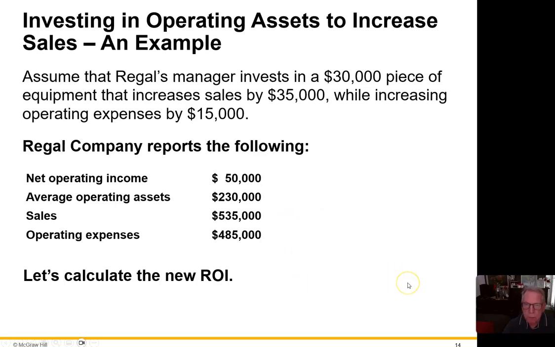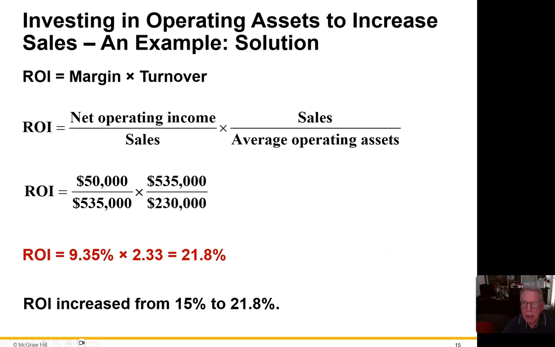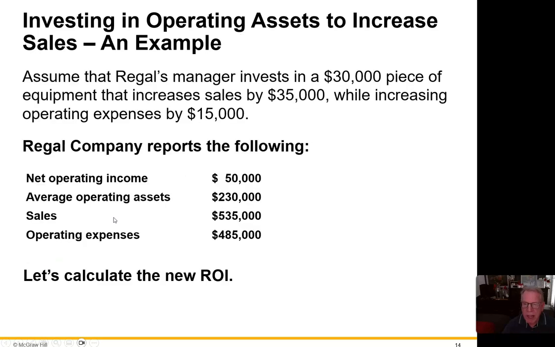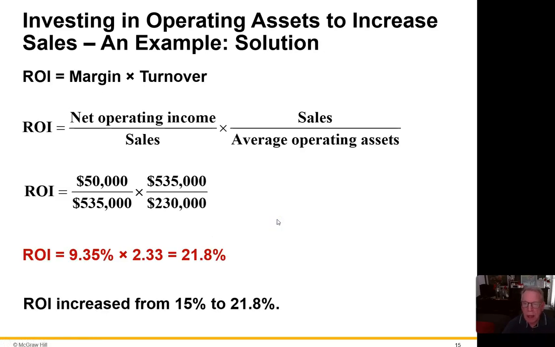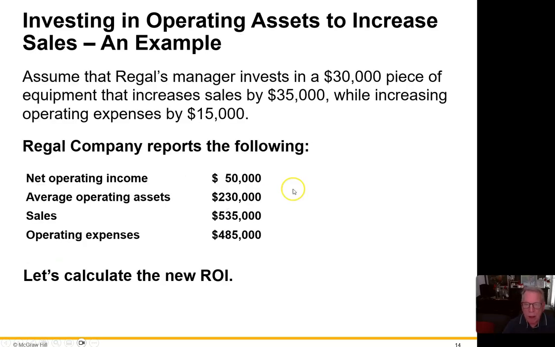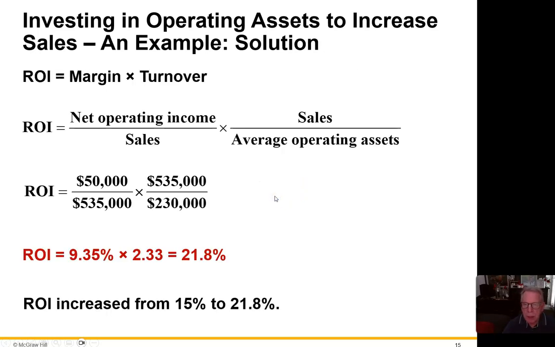Remembering these numbers, we're going to take our return on investment, which will be 50,000 divided by 535,000. Where did we get that? Here's our 50,000 net operating income and our sales of 535,000. And then we take the same 535,000 divided by our average operating assets here. And we multiply that through and we get 21.8%.